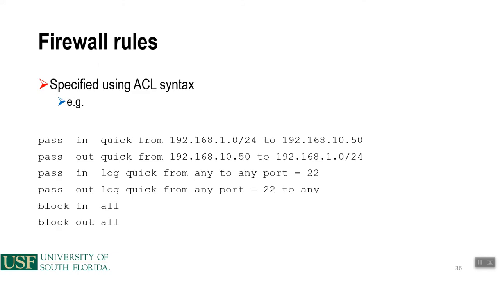So with firewall rules, you can specify using ACL syntax. So for example, pass in quick from this particular IP address to this particular IP address. Pass out quick from this particular IP address to this particular IP address. You can pass in log quick from any port equal to 22. So anything that's equal to 22, you can go ahead and pass in quick accordingly. You can also block in all or block out all as well.